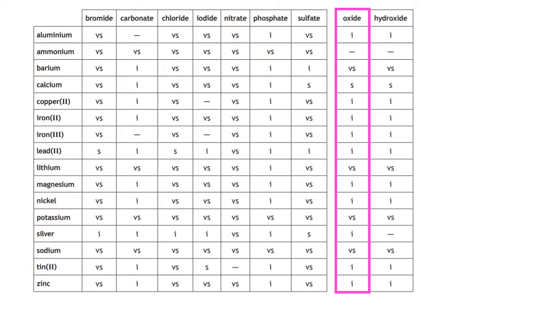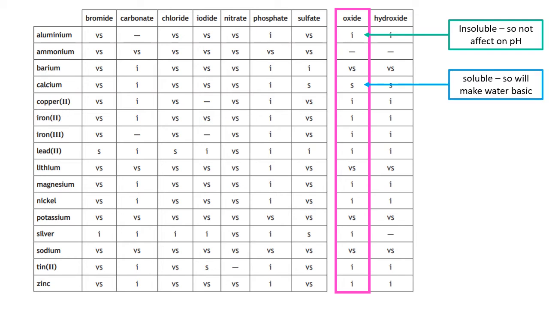So I'll give you 3 examples. The first one we're going to look at is aluminium oxide. There. Now if we look at that, it's got an I written in it. That I means it's insoluble. If it's insoluble, it will not affect the pH.